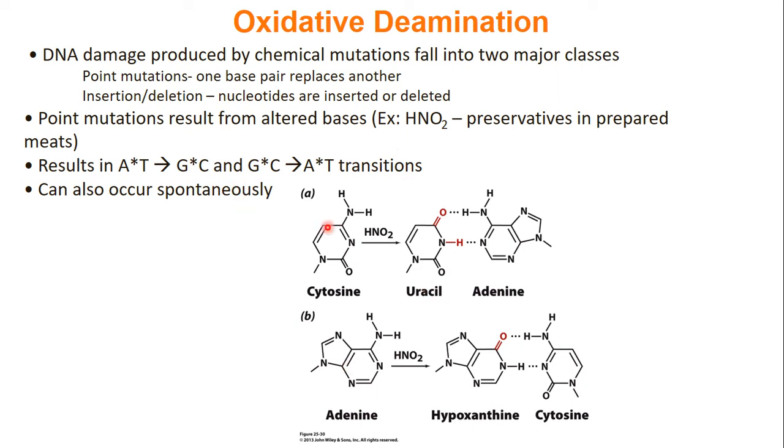This can also happen spontaneously in your body. This NH2 will be cut off many times a day in many cells and become uracil. So it's not always from chemicals that you get from your diet or your environment, but this just happens naturally as well.